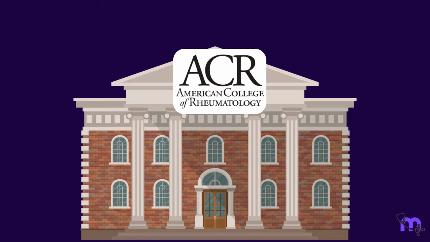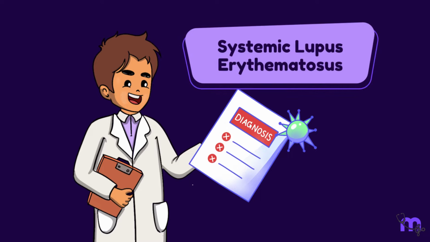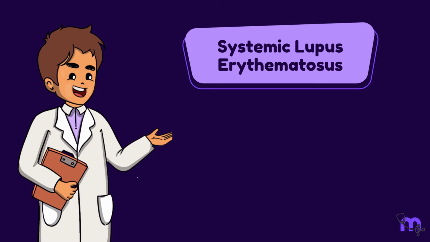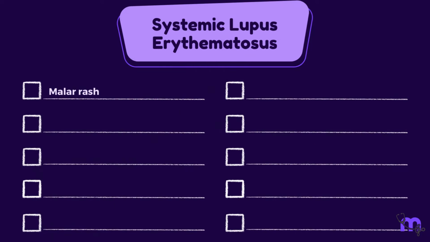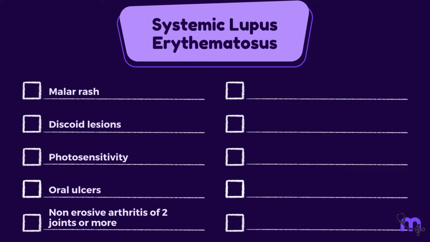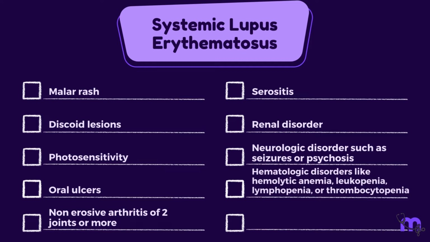The American College of Rheumatology, ACR, has established criteria for diagnosing systemic lupus erythematosus, SLE. A diagnosis of SLE is considered if an individual meets four or more of the following criteria: malar rash, discoid lesions, photosensitivity, oral ulcers, non-erosive arthritis of two joints or more, serositis, renal disorder, neurologic disorders such as seizures or psychosis, hematologic disorders like hemolytic anemia, leukopenia, lymphopenia, or thrombocytopenia, and immunologic disorder.